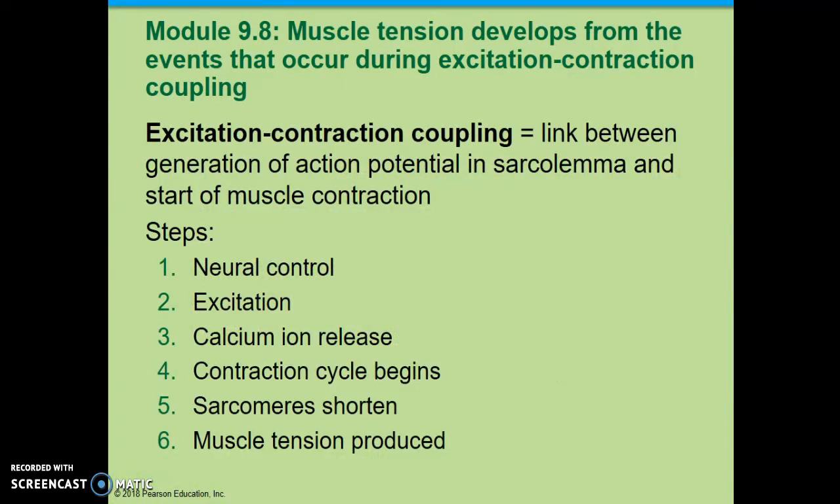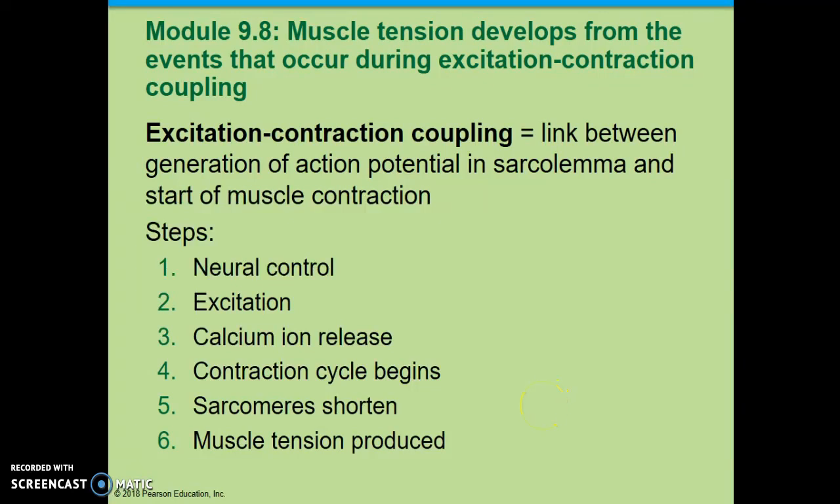Muscle tension develops from the events that occur during excitation-contraction coupling. So we'll be looking at some muscle tension graphs in this section. Excitation-contraction coupling, as you probably know, is the link between the generation of the action potential in the sarcolemma and the start of the muscle contraction.